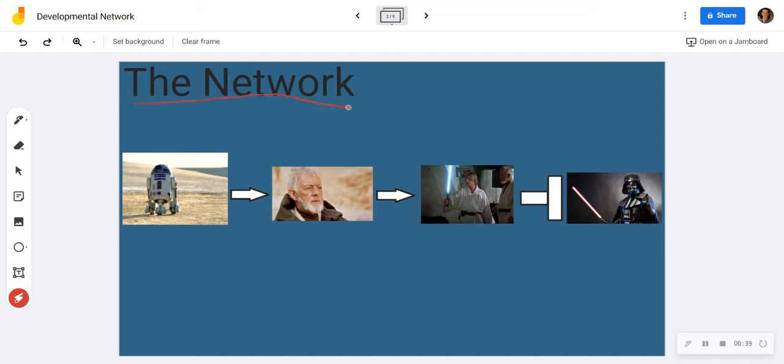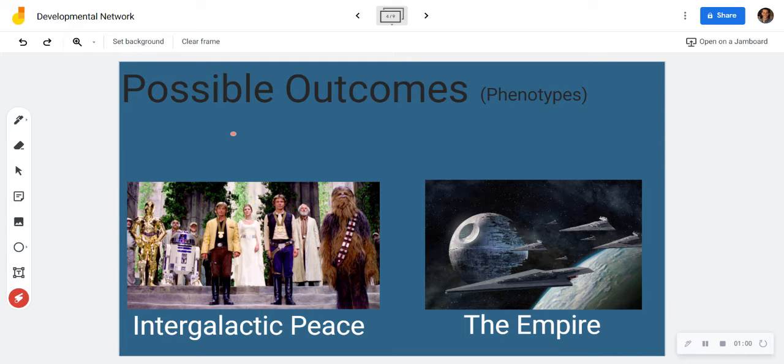So we'll look at our network and how these are all laid out intertwined together. So arrows represent activators, which will allow you to go from one step to the next. And T-bars represent repression or inactivation, and it will not allow you to go from one step to the next. So here we can see our outcomes. Outcomes represent phenotypes. So if Darth Vader is defeated, intergalactic peace will follow. If Darth Vader is not defeated, the Empire will follow.